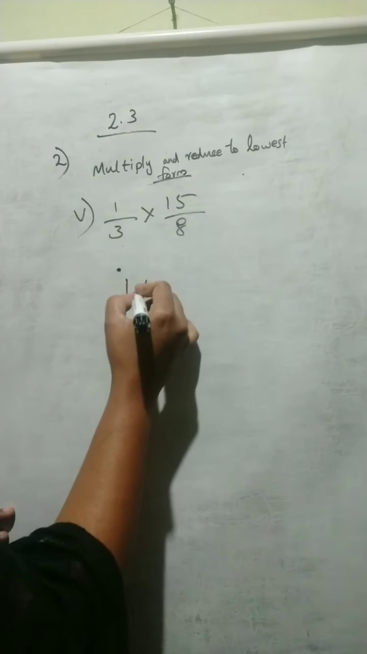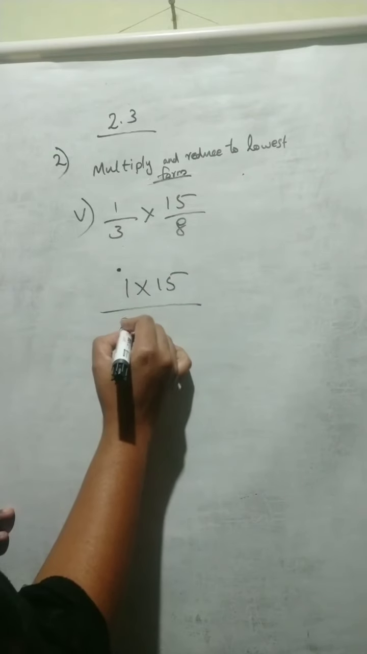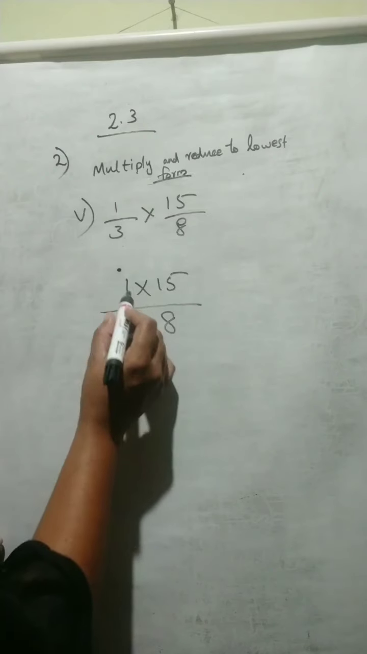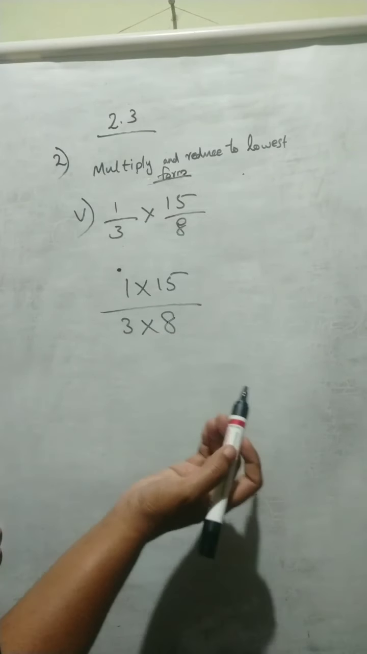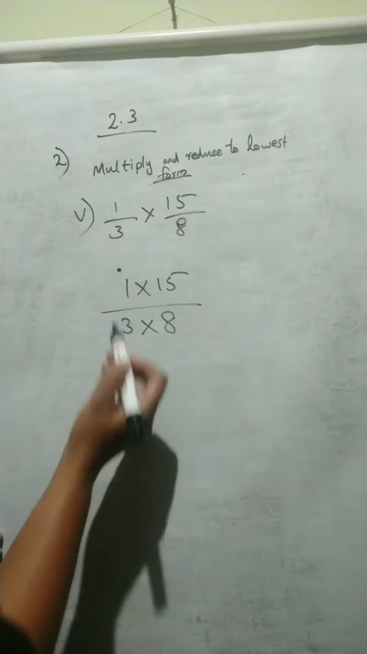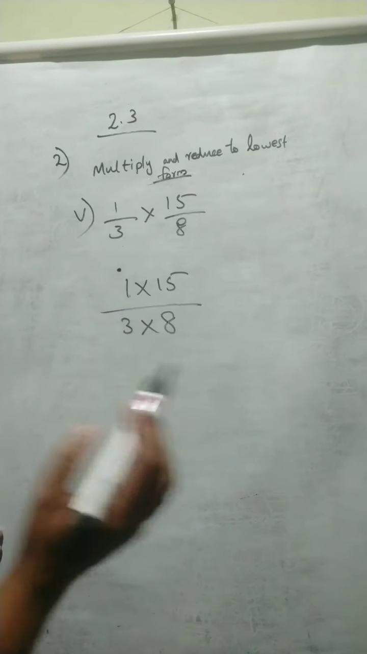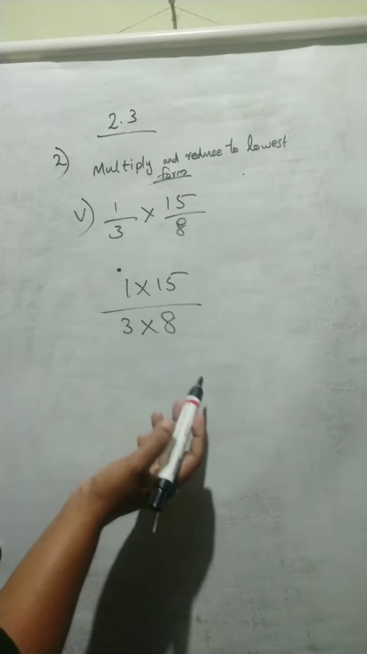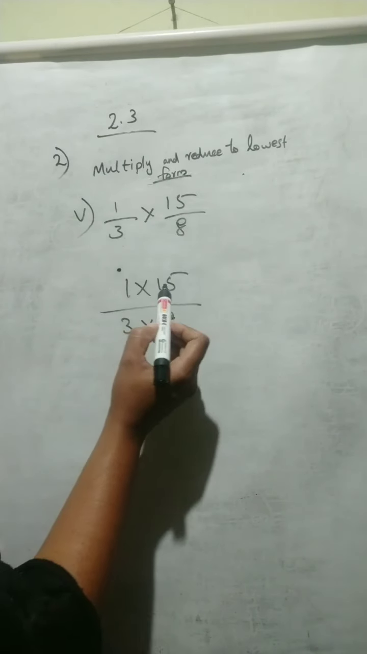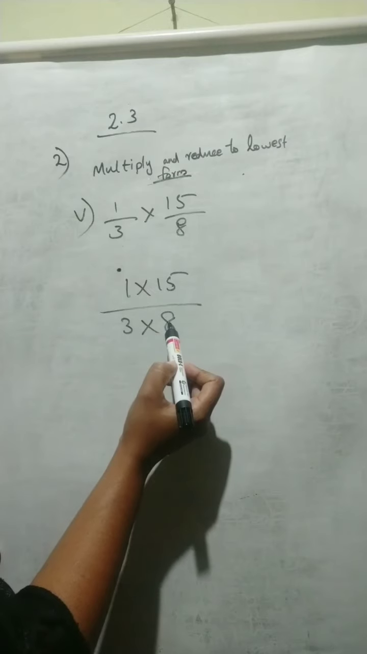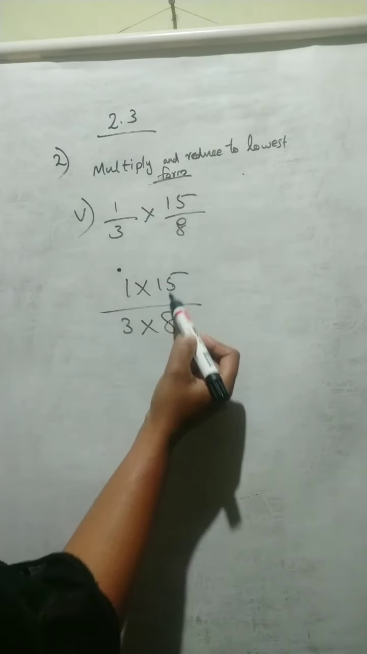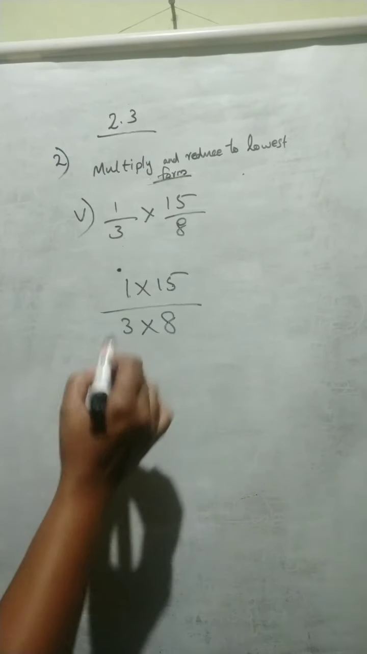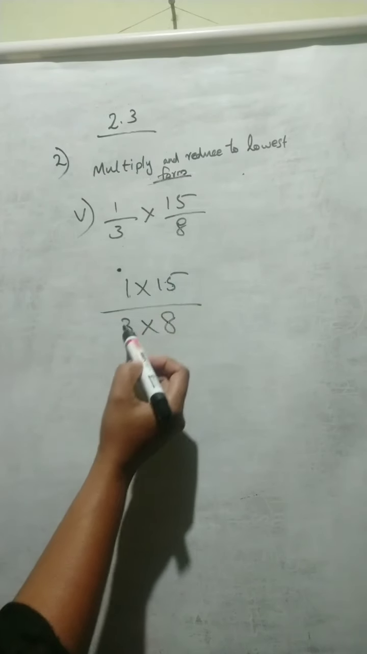Now 1 times 15 and 3 times 8. So 1 and 8 we can cut, but we will get same answer itself. Then 1 and 3 also same condition. We can divide both numbers by 1 itself. But is there any other number here? 15 and 8, 15 and 8. No, there is no common factor other than 1. So we cannot cut. Then 15 and 3.